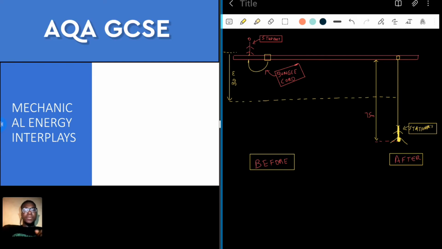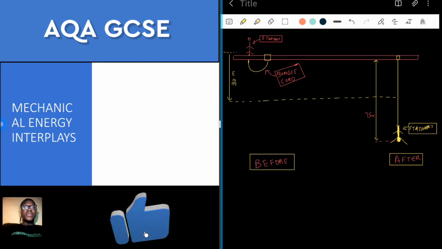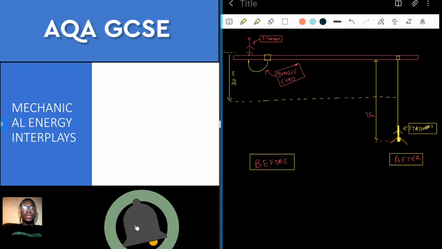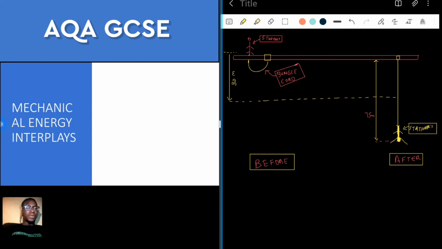Mechanical energy can be divided into two, in which you have kinetic energy and you have potential energy. Potential energy can then further be divided into gravitational potential and elastic potential. That means potential energy can express itself in two forms.